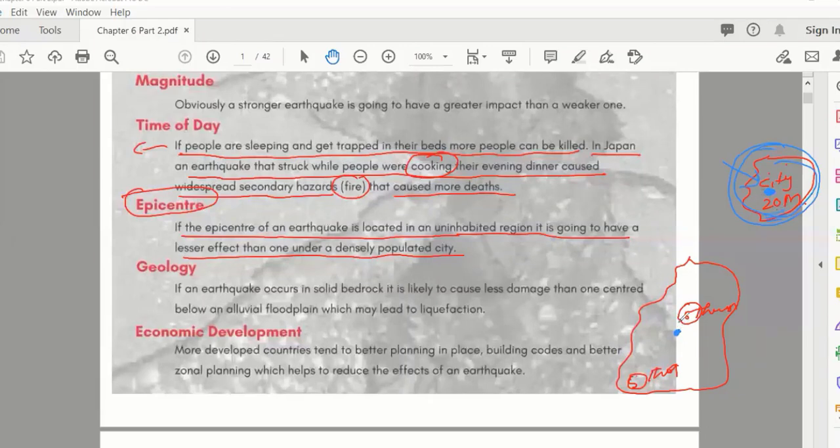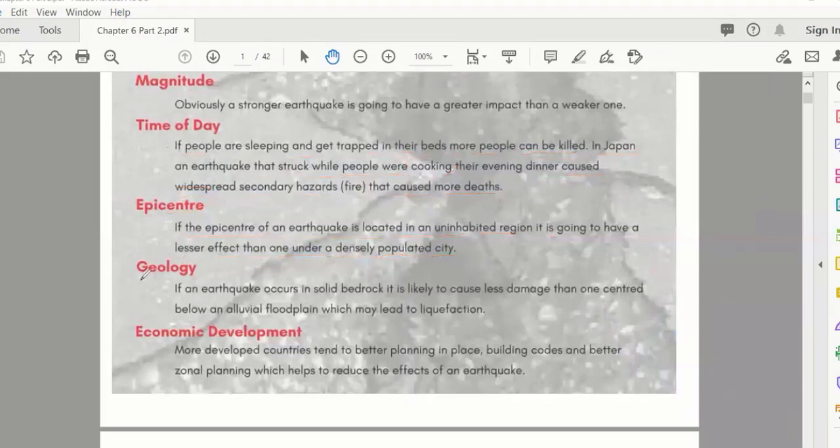If it happens in a place with less population, meaning the villages are far away from each other, maybe it will come in a desert where no one is living, maybe in a mountain area where there are fewer people. If the people are fewer in that area, it will cause less damage as compared to the cities or the more populated areas.